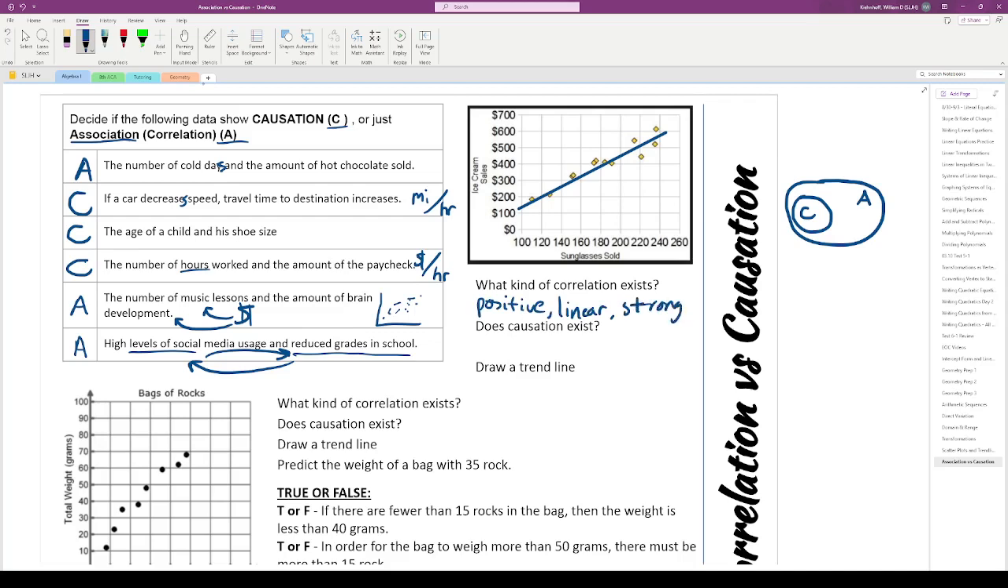So strong, of course, we can use other methods to determine if that's actually strong or not. But yeah, it looks like those three things are all true.